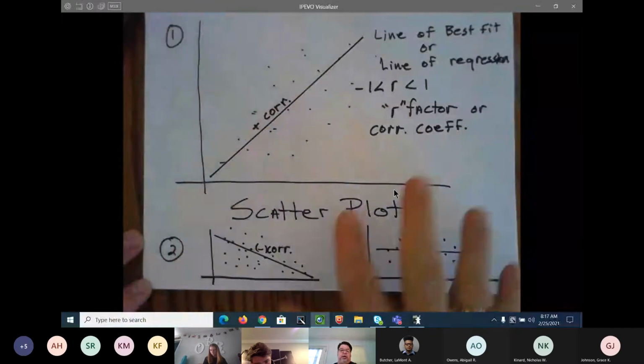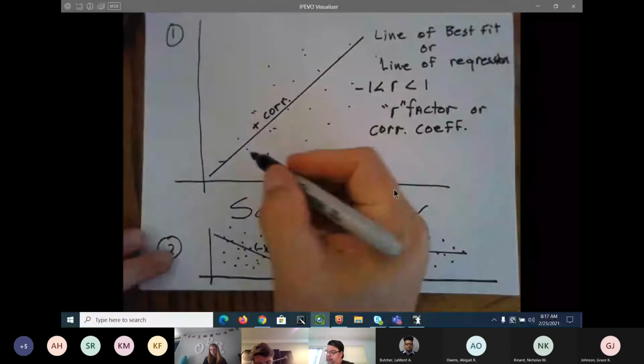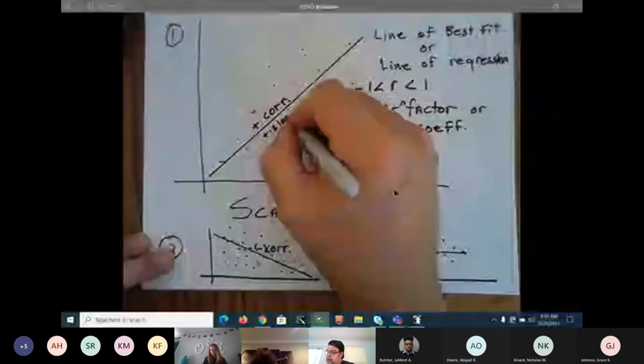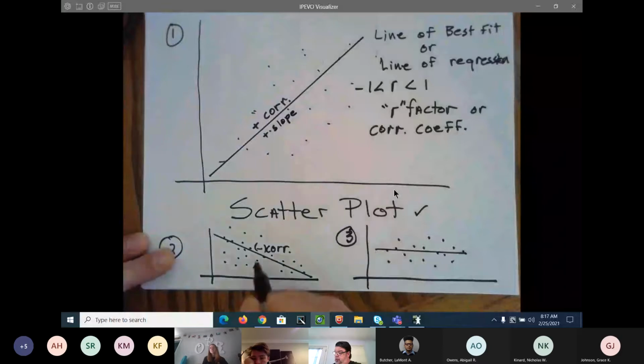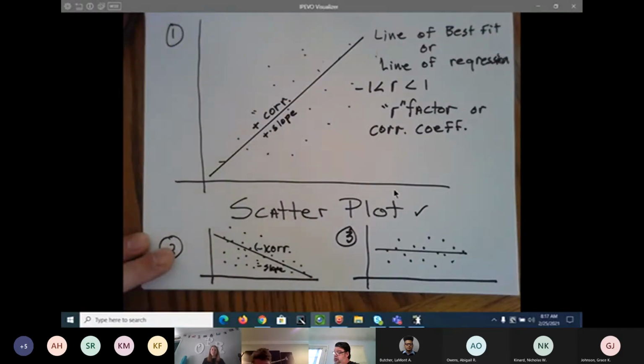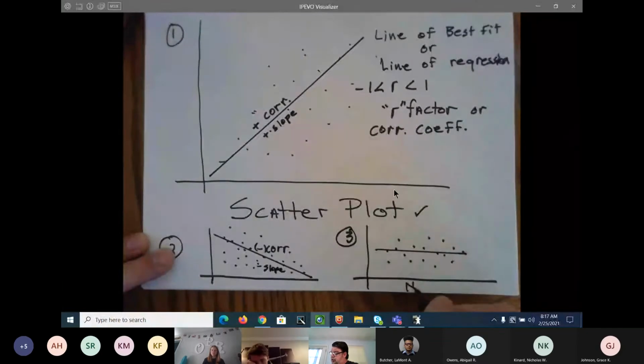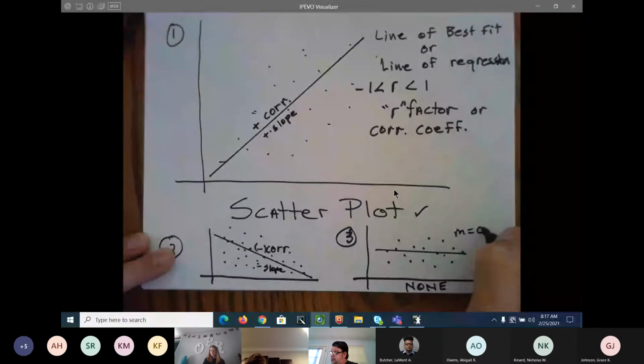Those are your 3 correlations. You have a positive correlation, which means you have a positive slope. You have a negative correlation, which means you have a negative slope. And then you have 0 correlation or no correlation, none. And that's a slope of 0.